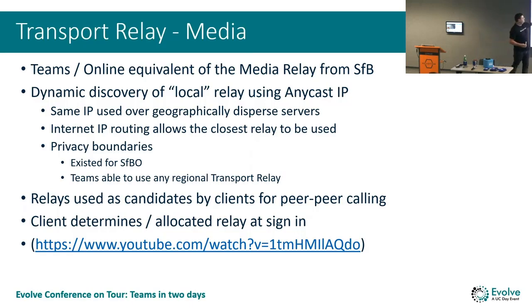Privacy boundaries used to exist in Skype for Business Online. So there was this notion of, depending on where your home tenant was, you could only use certain transport relays. In Teams, anyone can use any transport relay. So even if we have a UK user with a UK geography selected against their Office 365 account and they go to Japan, they will still use a Japanese transport relay when they try and join a meeting.